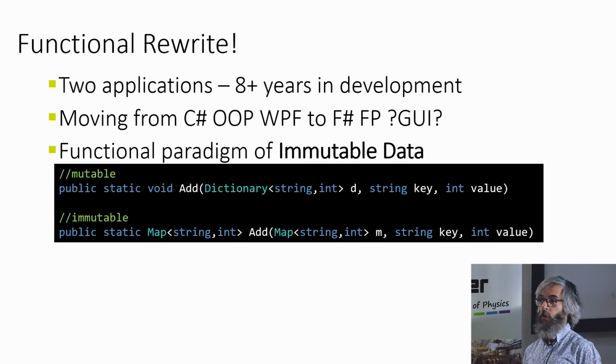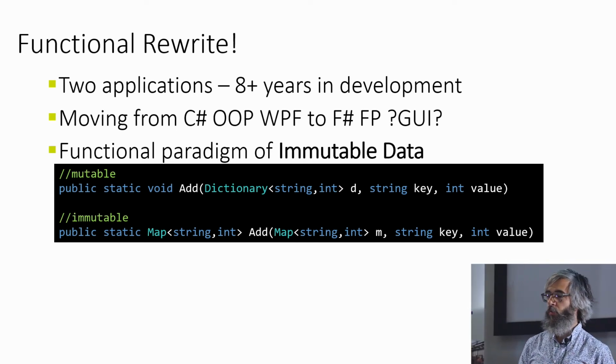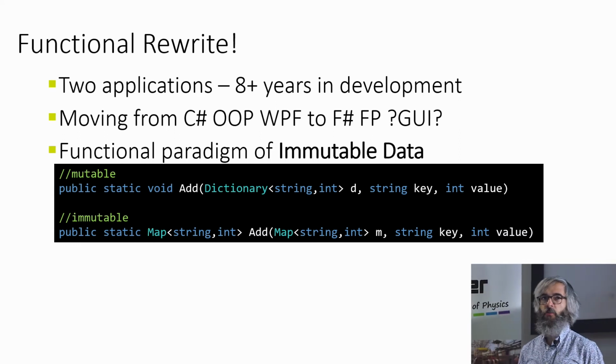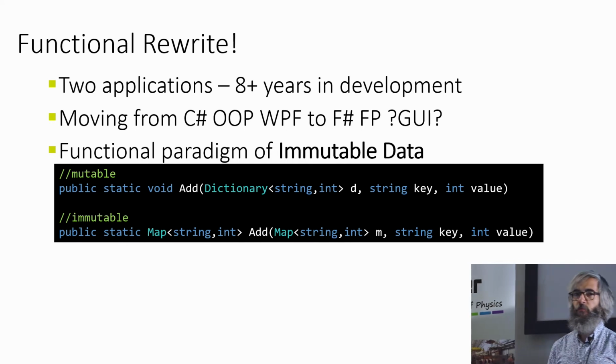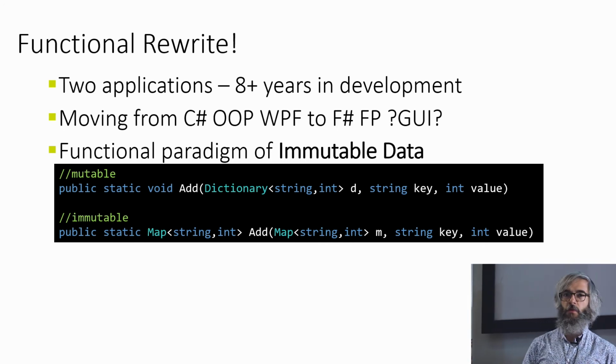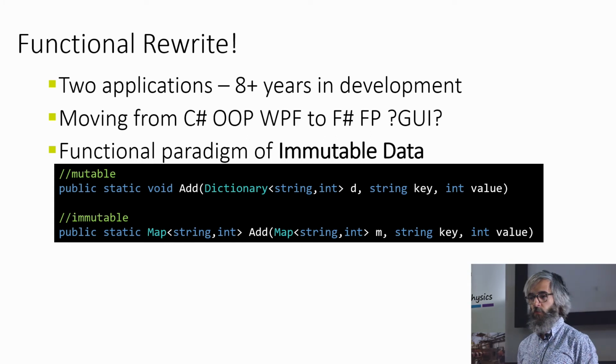So, after long discussions, we decided, of course with the scientists, the commercial people didn't want that in the first place, a functional rewrite. We just take an application which has been developed for 8 years and say, okay, we rewrite it completely from scratch in F#. We move from C# OOP with a WPF graphical user interface to an F# base and make a completely new user interface. So why do we have to rewrite that?